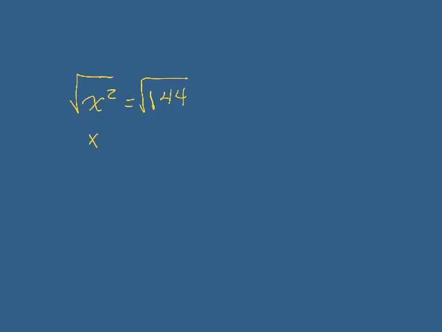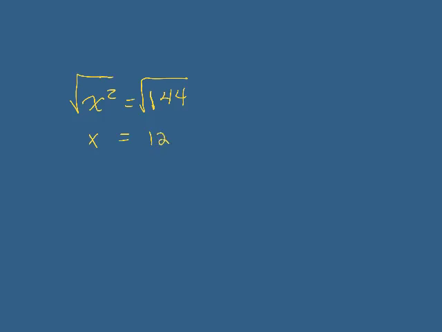So the square root of x squared is x. It's what times itself equals x squared. Well, x times x equals x squared. Another option, of course, is the square root of 144. 12 times 12 is 144.